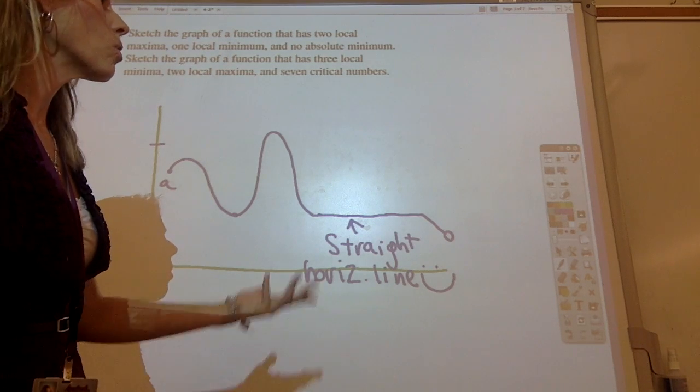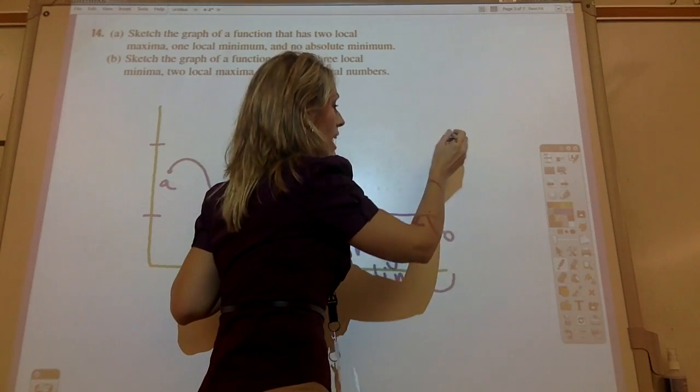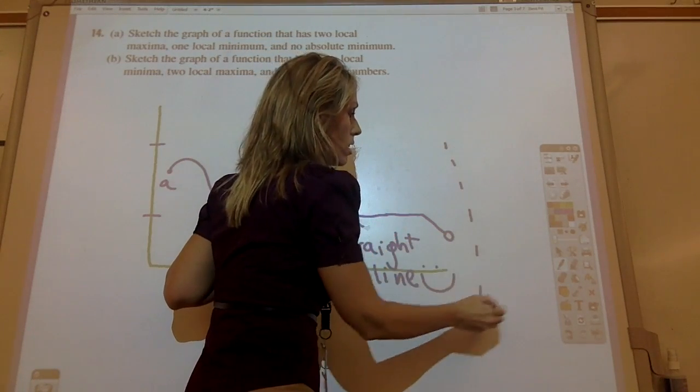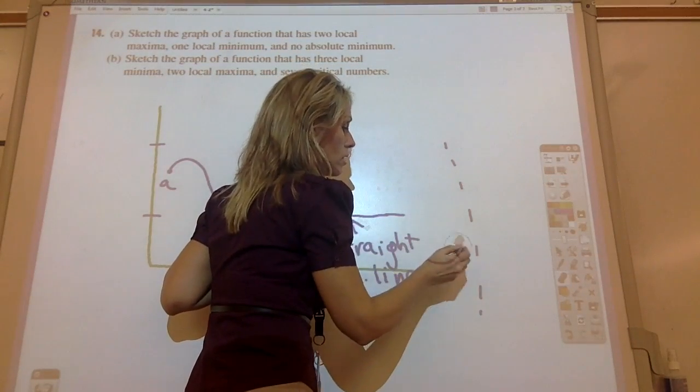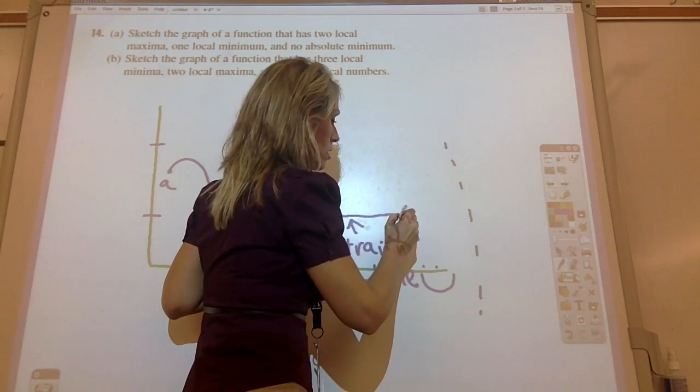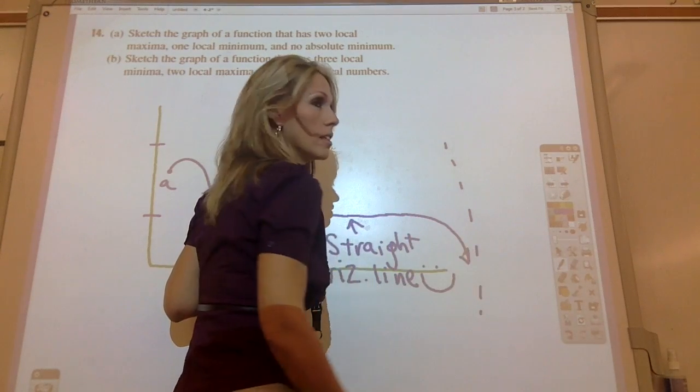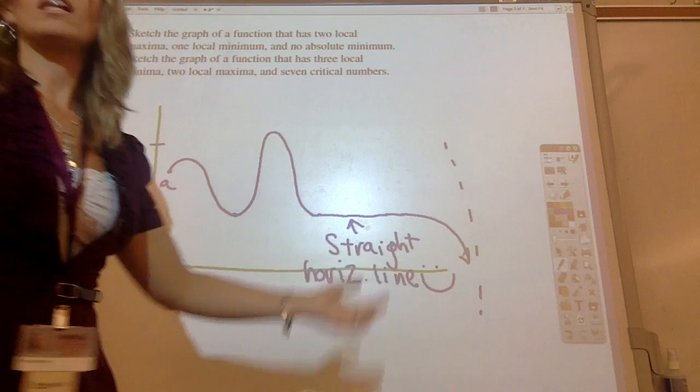When Logan said an asymptote, that could be the other thing that we could do there. If that did that, again, there wouldn't be an absolute minimum.